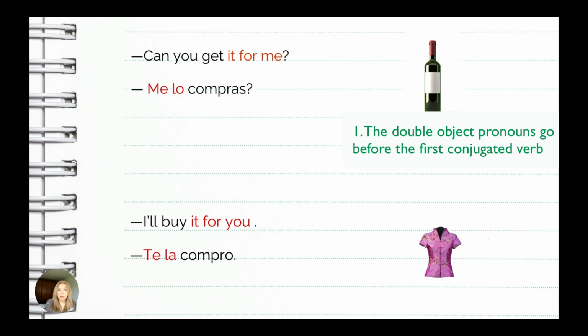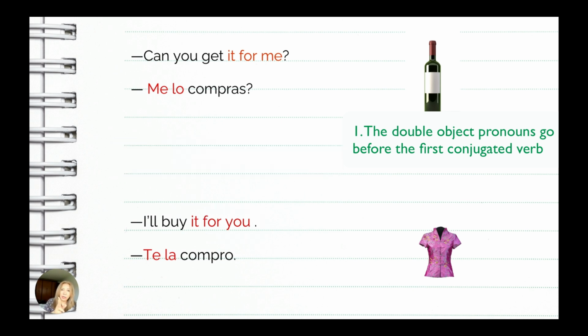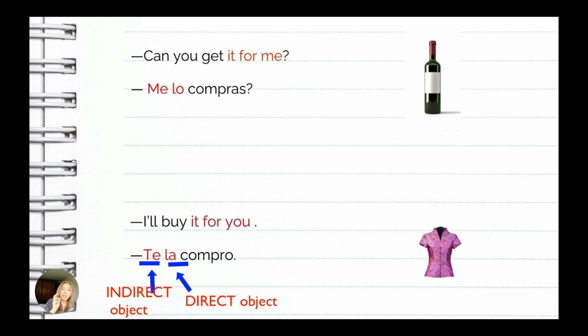Second example, the blouse. I'll buy it for you. Again, it's after buy, the it for you. Whereas in Spanish, te la compro. Where is it? Before the first conjugated verb. The other thing I wanted you to realize is that in English, you have the it, that's the direct object pronoun, and then for me, the indirect object pronoun. In Spanish, it's the other way around. You have always the indirect object pronoun first, and then the direct object pronoun. So if you ever need to use them together, this is the order that you're going to use it in.